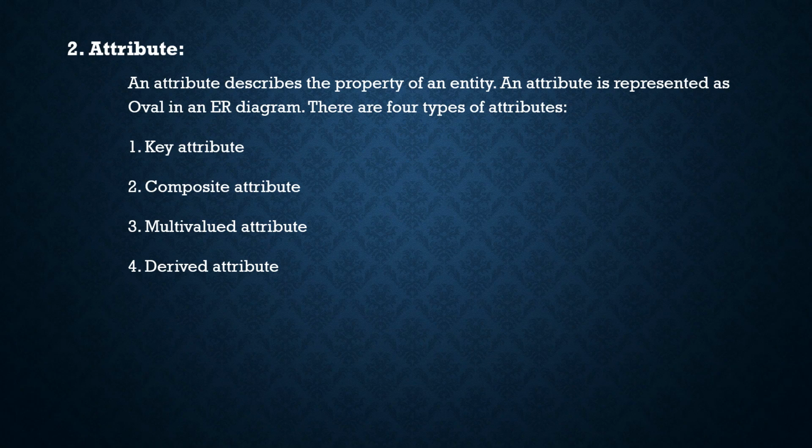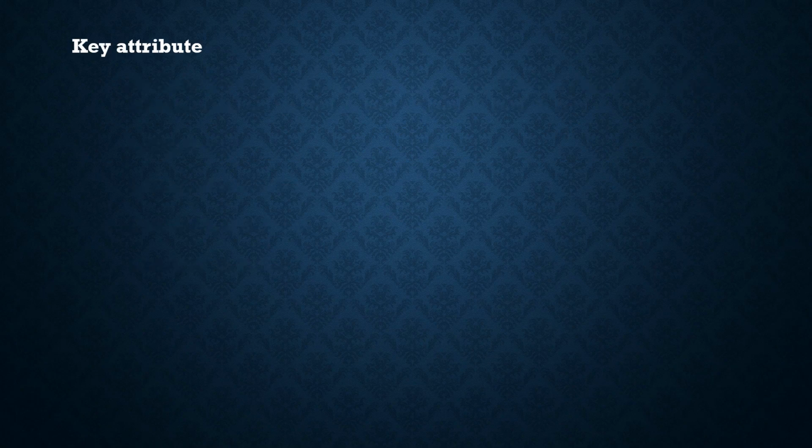But according to your syllabus, key attribute and composite attributes are there. Multi-valued and derived attributes are not there in your syllabus. So what do you mean by key attribute? Key attribute represents the main characteristics of an entity. It is used to represent the primary key, an ellipse with an underlined line represents a key attribute.